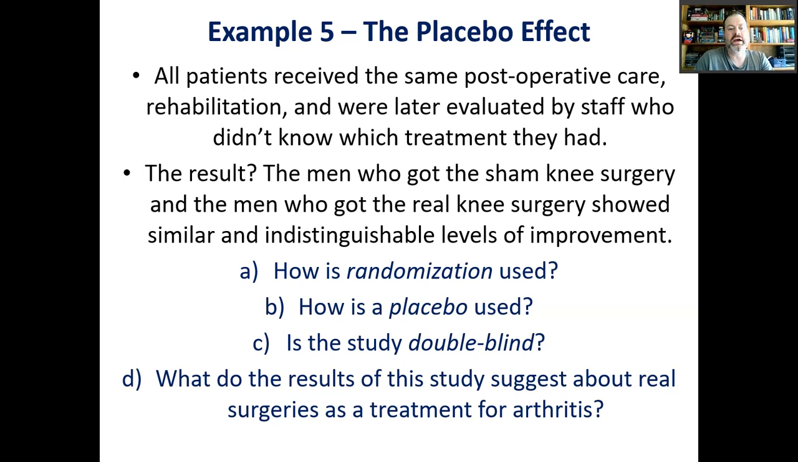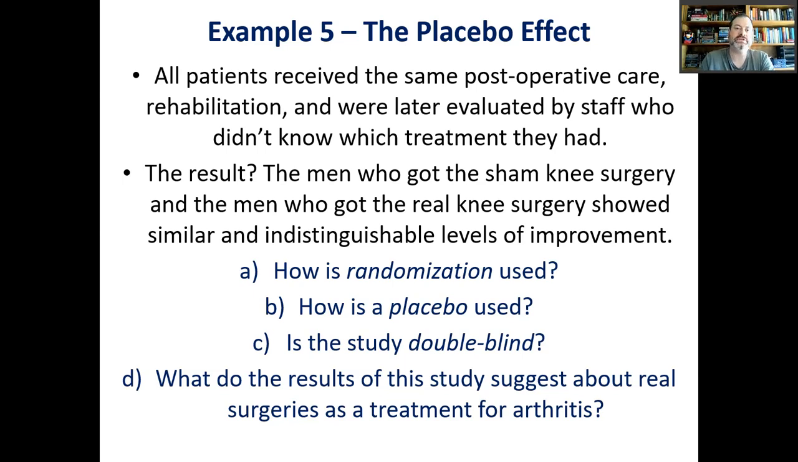So let's break this thing down. Let's answer questions A through D, and then that'll be the end of the slideshow. So how is randomization used? Remember, this is an experiment, so we need to have randomization. How is a placebo used? It's a good experiment, and it's a medical study, so it needs to have a placebo. Is the study double-blind? Again, a medical study with placebo needs to be at least single-blind, but should be double-blind. And what do the results of this study suggest about real surgeries as a treatment for arthritis?